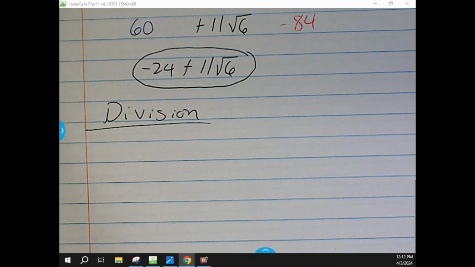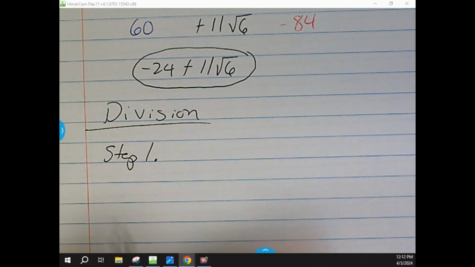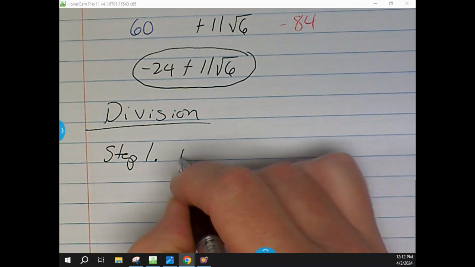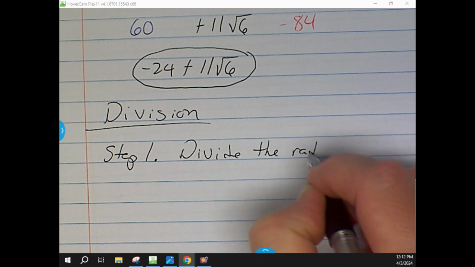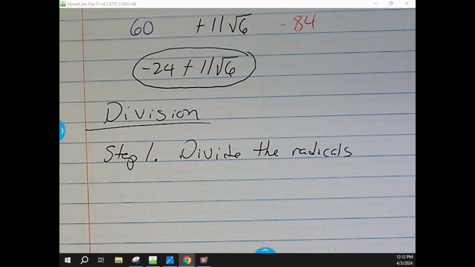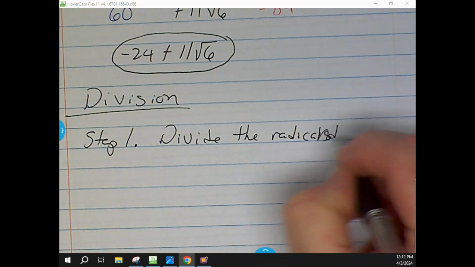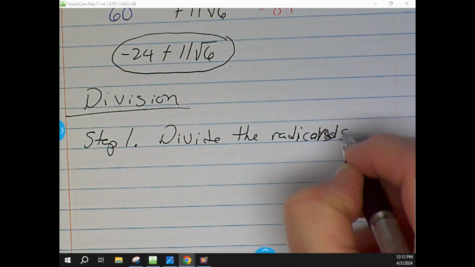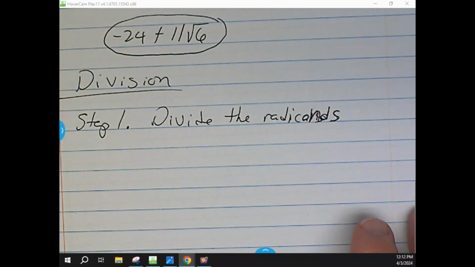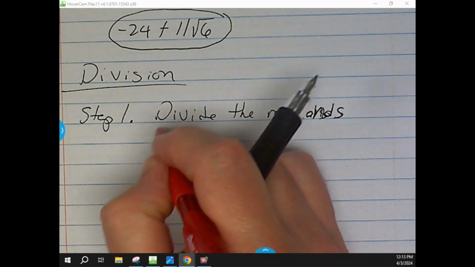Okay, so with division, for this one, basically there's like 3 things you got to do here. You're going to divide the radicands, sorry, radicands. Now, when you're dividing on these, a lot of times you may not actually be doing division. It's more of you got to think that you're simplifying fractions.